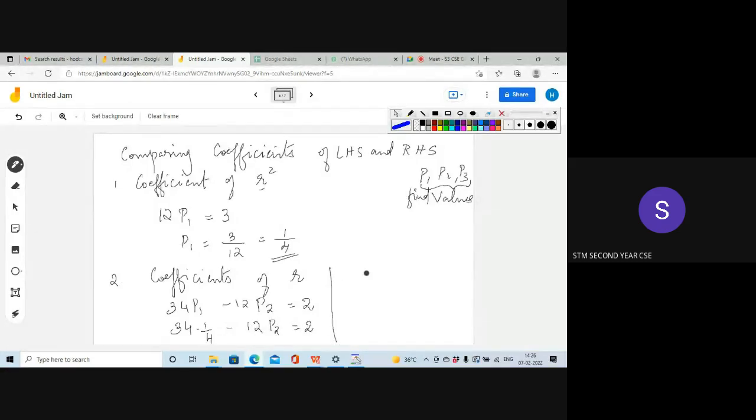So what will we get here? If you solve, what will be the value of P2?